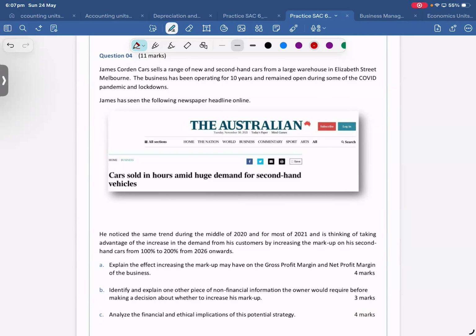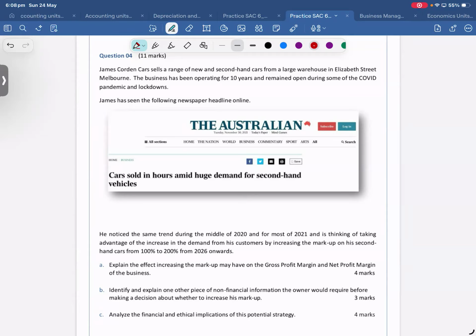Sorry, gross profit margin will increase regardless, as long as they make at least one sale. Even if they sold just one car in the period, that's fine. But the problem is the gross profit amount, and net profit margin will definitely be affected badly. Why? Because, as I said, fixed expenses cannot be covered with the lower gross profit amount.